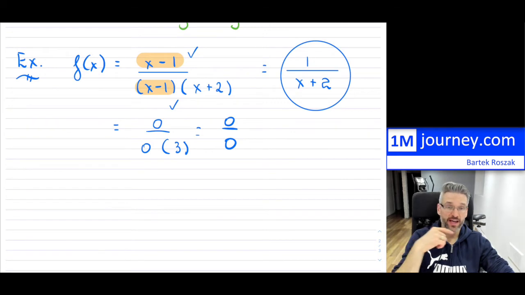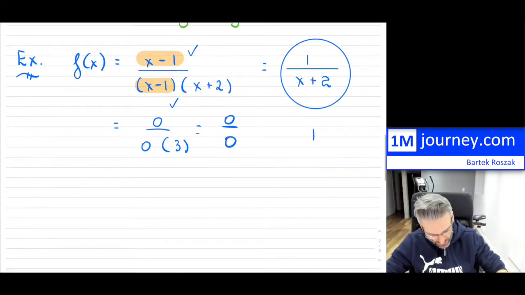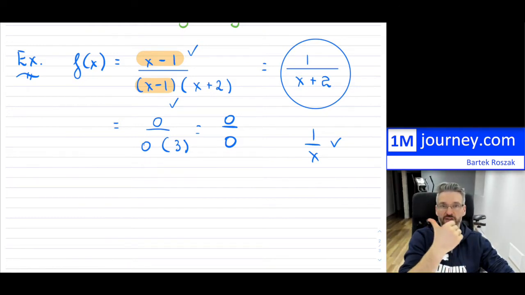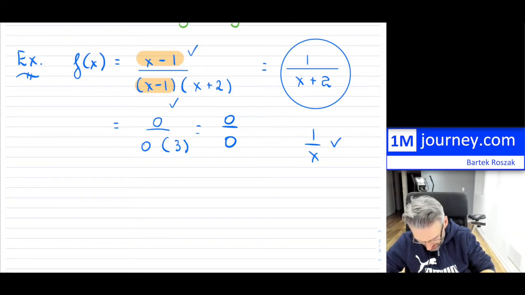Now, if we would sketch this out, so 1 over x plus 2, if you're thinking about this, you may remember 1 over x, that's the actual parent, right? And then we just have a shift, x plus 2, which is minus 2, so it would have shifted it to the left. So this would look kind of like this. Let me sketch this out for you.